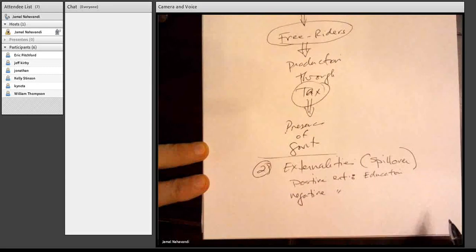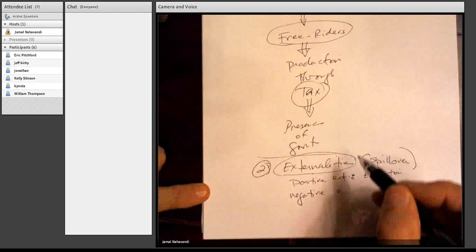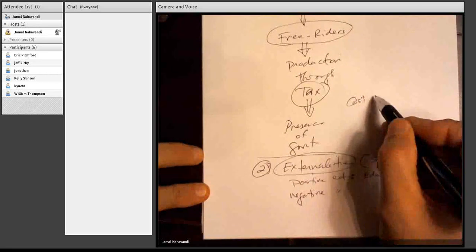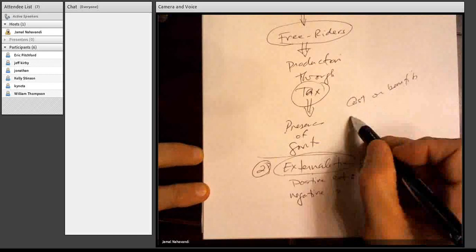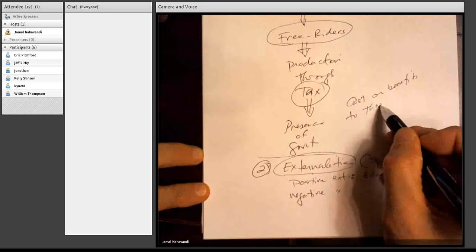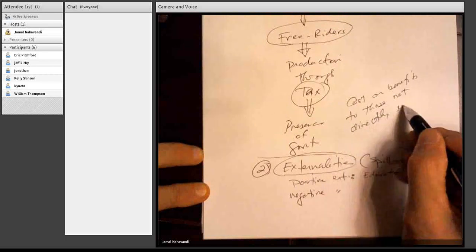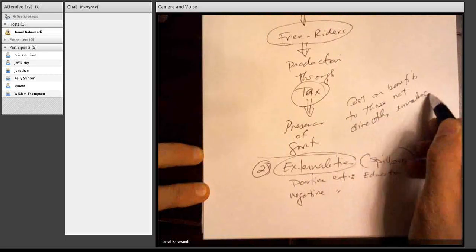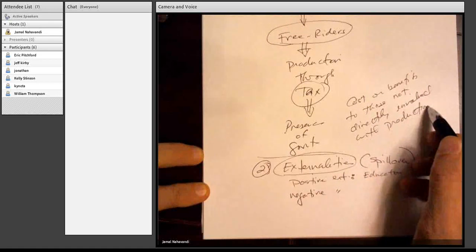Well, let's first say, what are externalities? These are costs or benefits to those not directly involved with production or consumption.